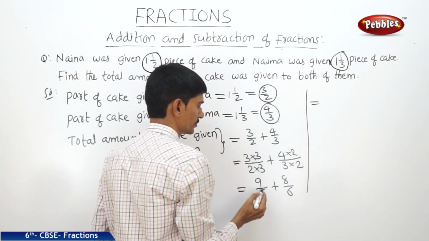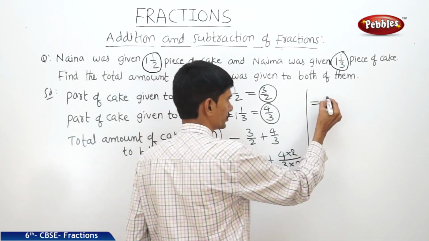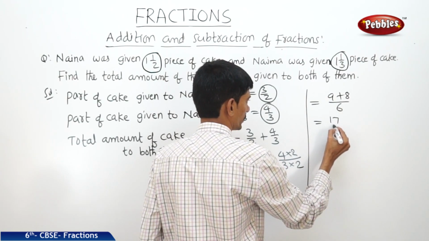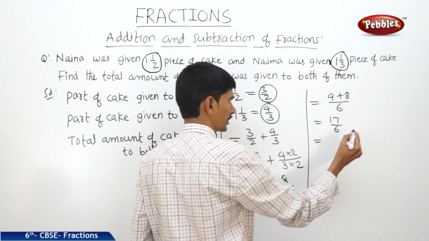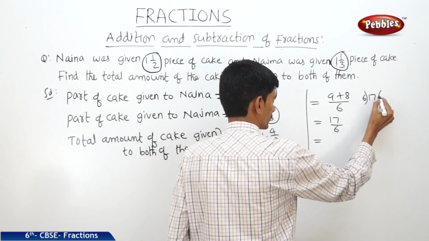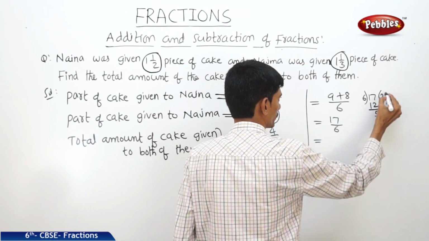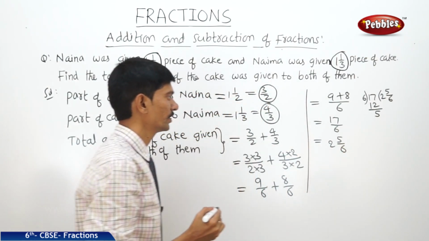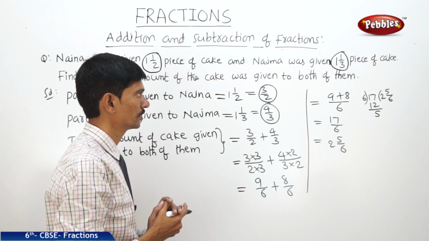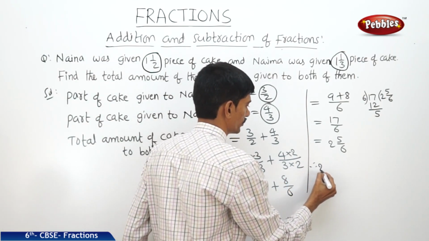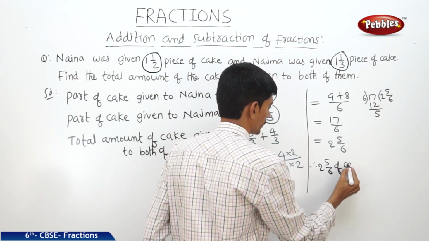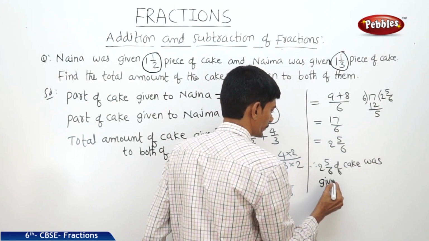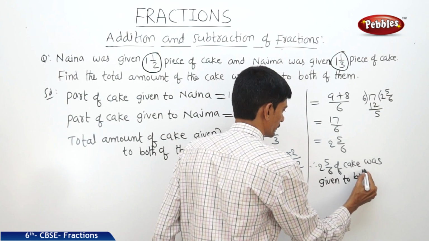Now the denominators are equal, so we can add the numerators. 9 plus 8 over 6, 17/6. If you write the mixed fraction, 6 twos are 12, the remainder is 5, so 5/6. So this is 2 5/6. Therefore 2 5/6 of the cake was given to both of them.